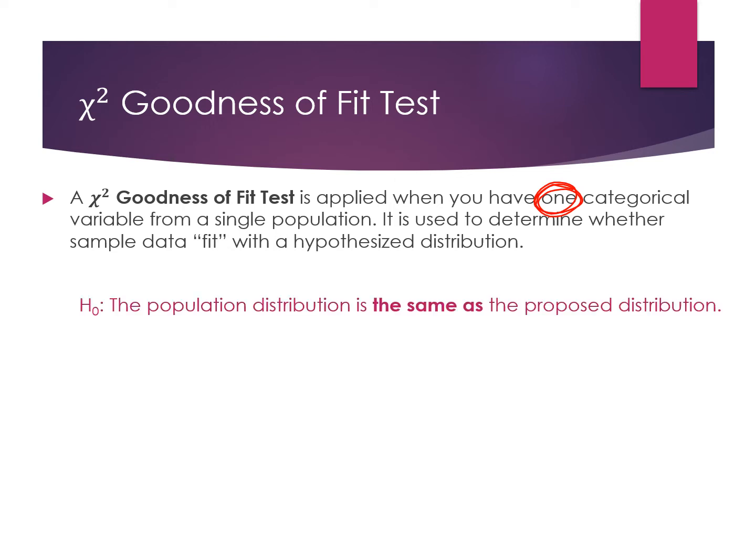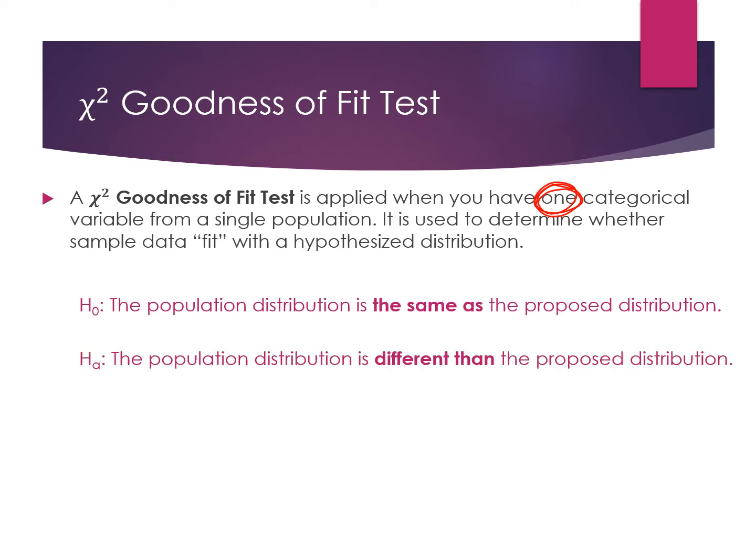Your null hypothesis, you know how we've always written the null hypothesis with an equal sign? So you're basically doing the same thing but in words. Like the equal sign means same. So what we would say for our null hypothesis is the population distribution is the same as the proposed distribution. In our alternative hypothesis, we're always trying to prove that there's some kind of difference. So our alternative hypothesis would be that the population distribution is different in some way than the proposed distribution.